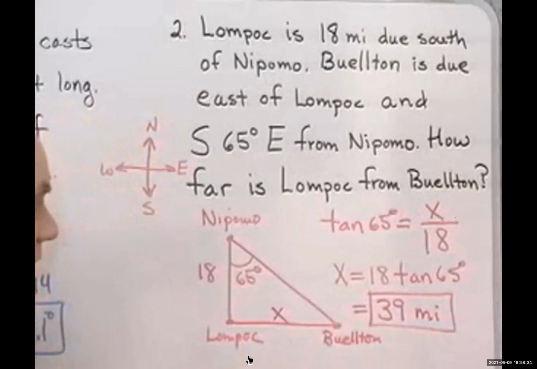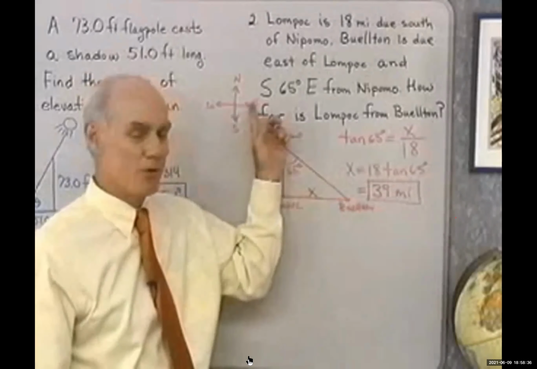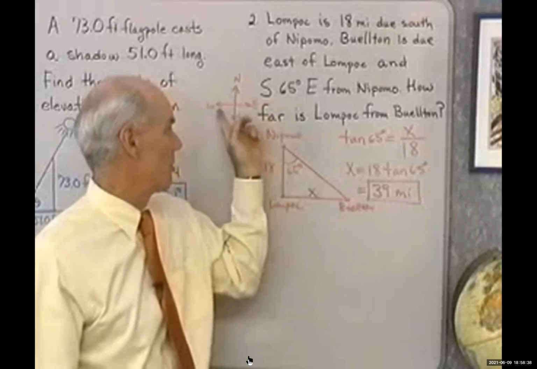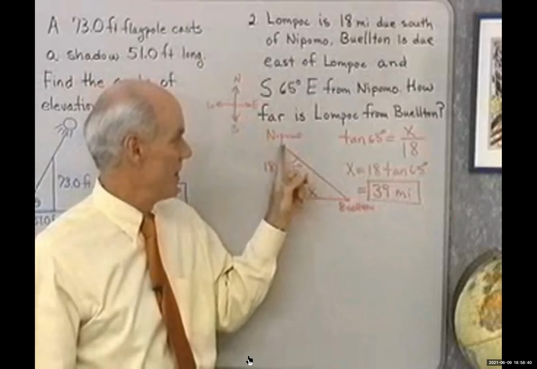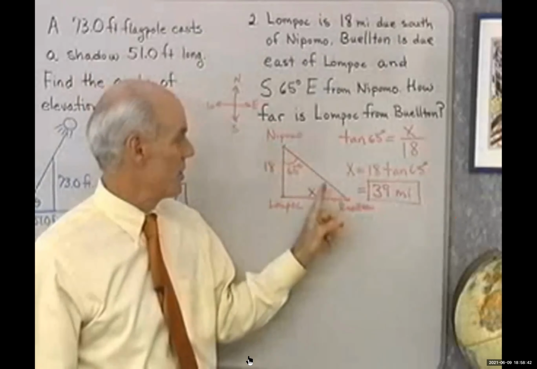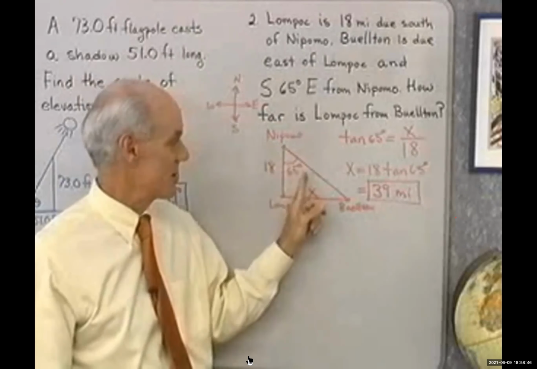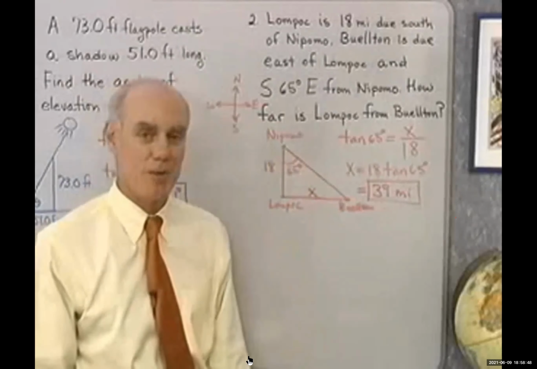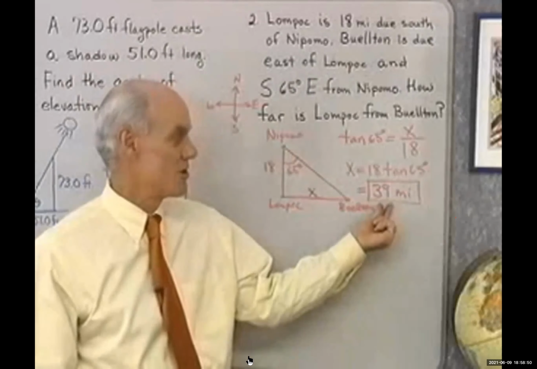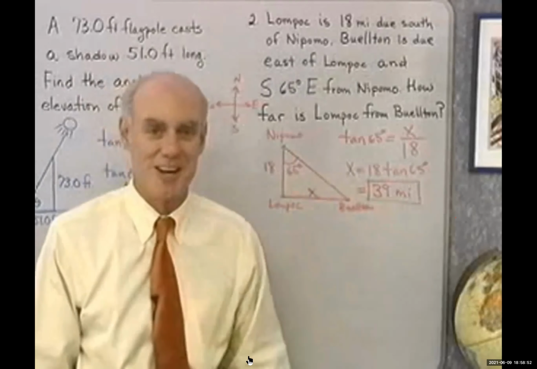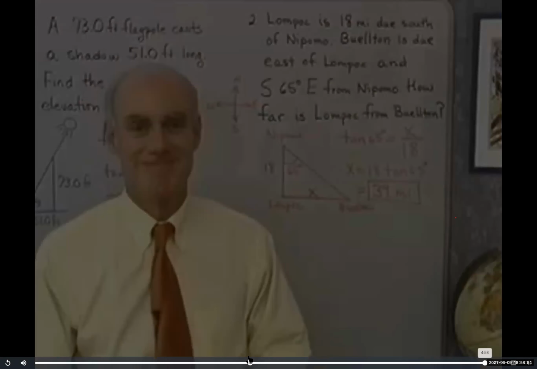So a little bearing problem where we have to use our diagram for north, south, east, and west. And Nipomo, Lompoc, and Buellton, and knowing this information right here, that this is 18 and this is 65, I can find the distance from Lompoc to Buellton, rounding off to two significant digits. That comes out 39 miles. That's so great.